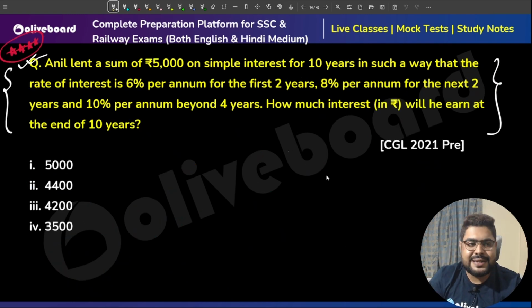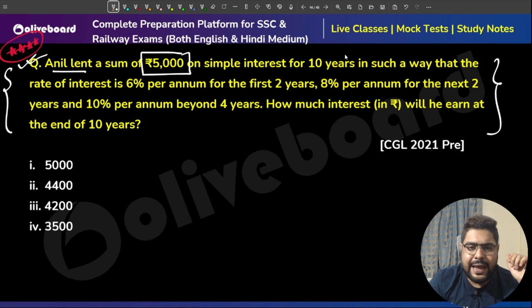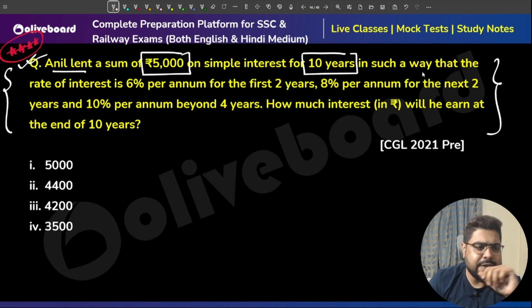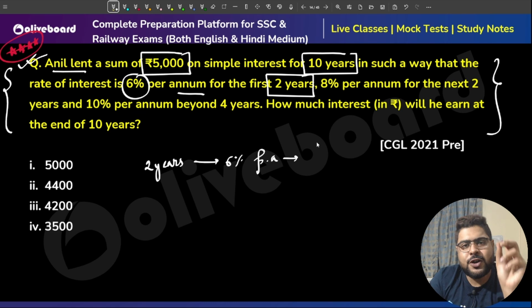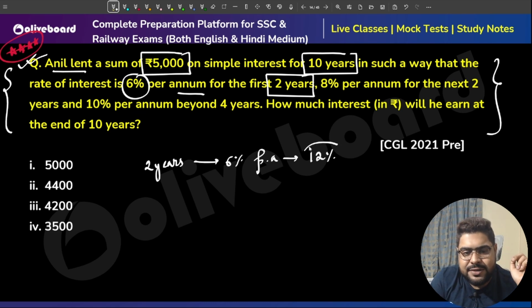So let's read it. 5,000 rupees Anil has lent for 10 years, in such a way that the rate of interest is 6% per annum for the first 2 years. For 2 years, it will be 12% interest. Total interest I am calculating here.